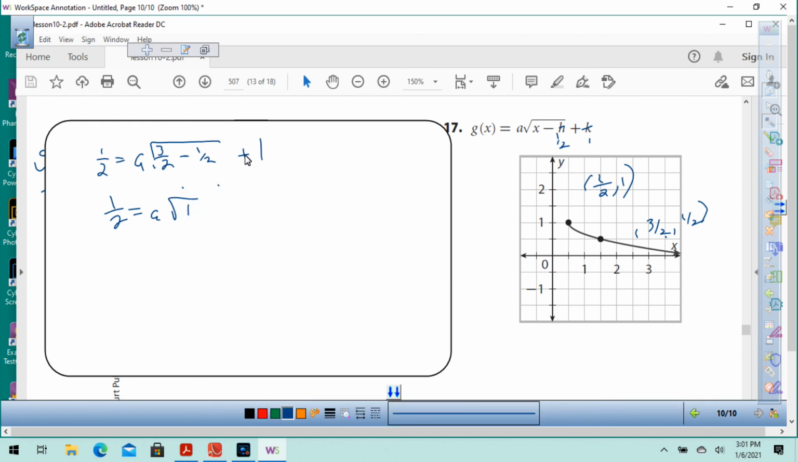I meant to subtract that, so let's subtract that. That's going to make that -1/2. Okay? And the square root of 1 is 1, so we got -1/2 equals A. So our equation, g of x equals -1/2 times the square root of x minus 1/2 and then plus 1. Good deal.